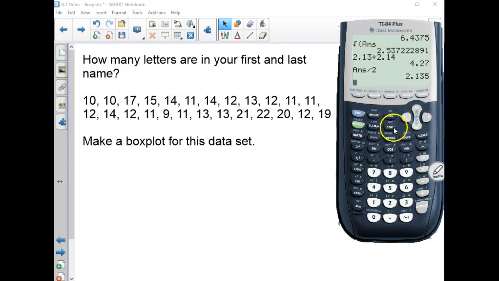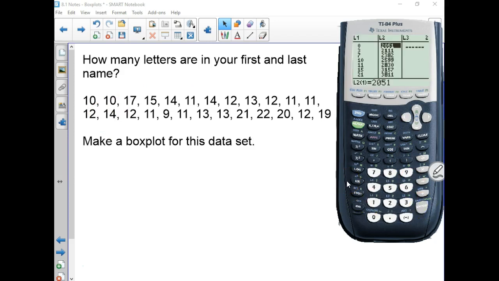We're going to go to Stats and Edit, just like we would if we were doing our L1 and L2 for a linear regression. But for this, we're going to clear out both L1 and L2. Just hit up, hit clear, and hit enter. It'll clear out those lists. And then we are just going to put all of these numbers here in the first list. Okay, not in L1 and L2, but just all in L1. So we'll type those in quickly.